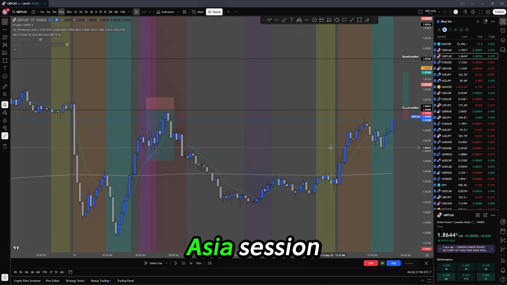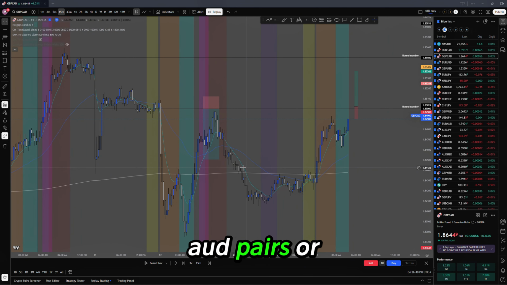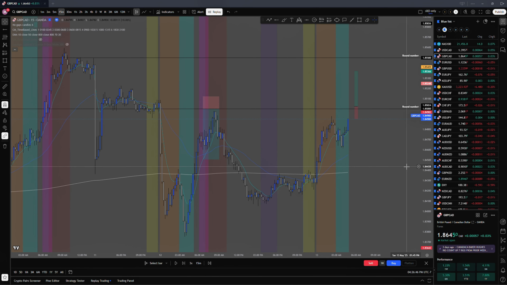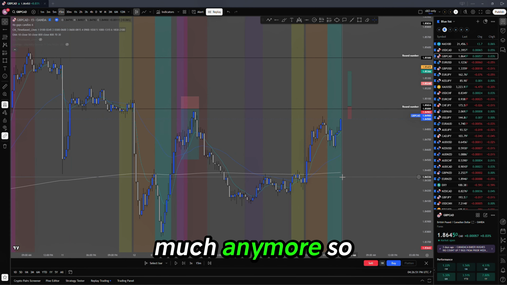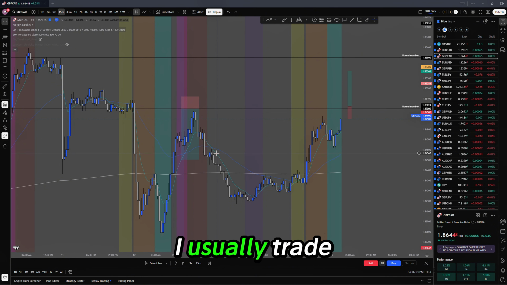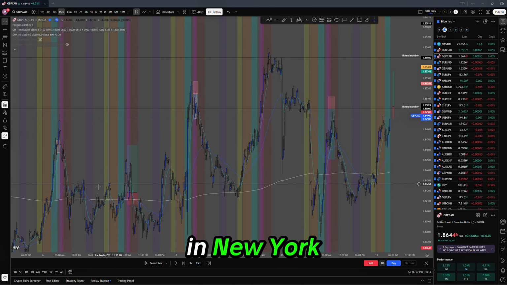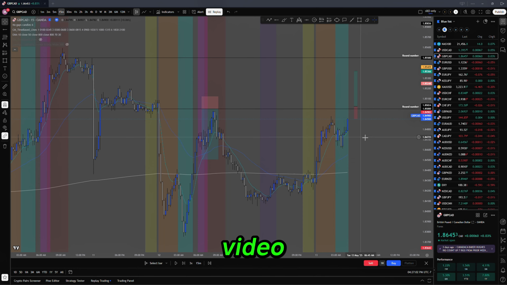Unfortunately, we're not going to be talking about Asia session because it does not apply to this. If I was doing more JPY pairs or AUD pairs or any of the Asia pairs, then this would be more relevant. However, I don't really trade Asia session much anymore. So I usually trade New York, as you can tell. Most of my trades have been in New York, and there's a good reason why, and I might talk about that in a future video.